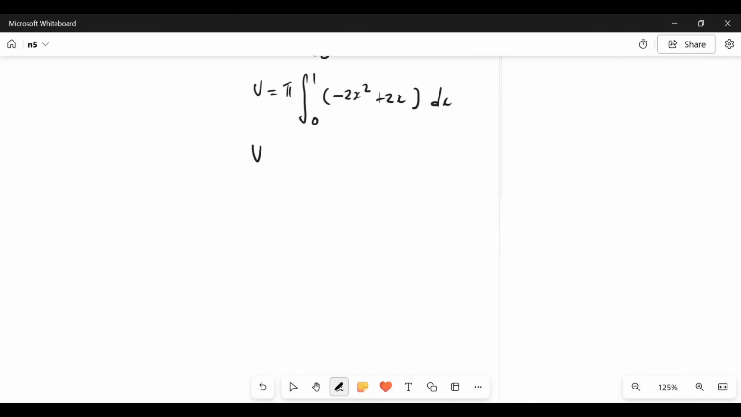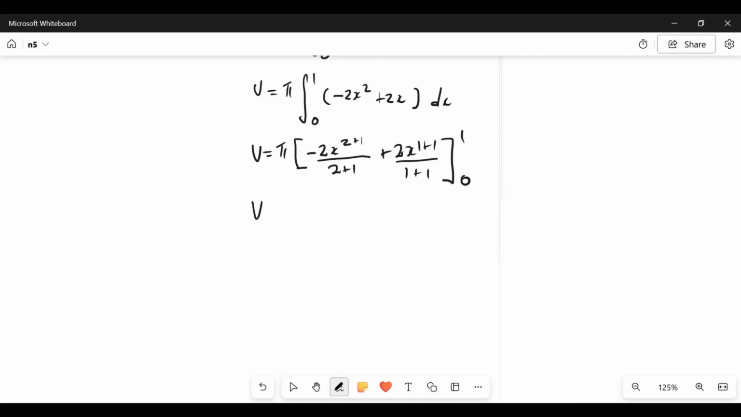Right. So v is equal to pi. Let's integrate now. Inside the bracket, we need to integrate negative 2x squared. So this is going to be negative 2x to the power of 2 plus 1 divided by 2 plus 1. Remember, this is a standard integral. Plus, we have 2x to the power of 1 plus 1 divided by 1 plus 1. And then we have the upper limit, which is 1, and the lower limit, which is 0.